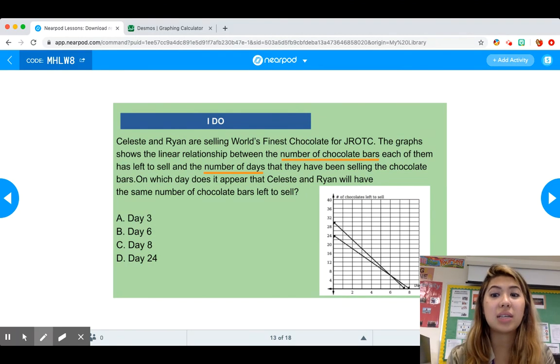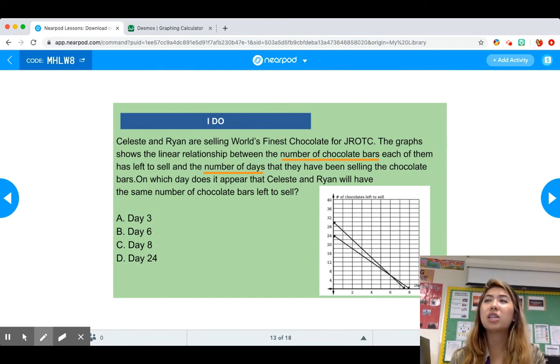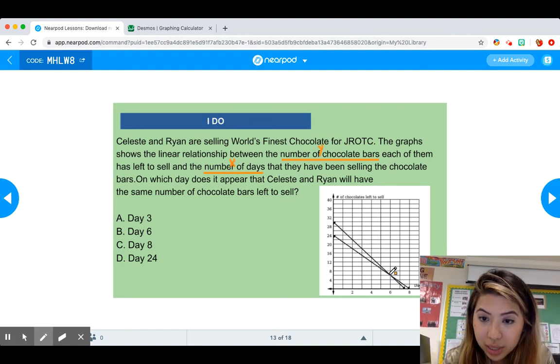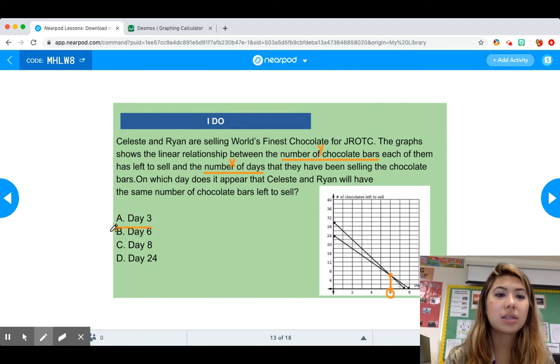So on this graph, our y-axis represents the number of chocolates left to sell, and our x-axis represents the number of days. Because remember that usually our independent variable, or our x-axis, will be time, if that is a factor in the situation. So I'm just going to quickly label that x and y. And over here, I can see that the two lines intersect at this point right here. And that is at day 6. So that means that the solution to this problem is B, day 6.